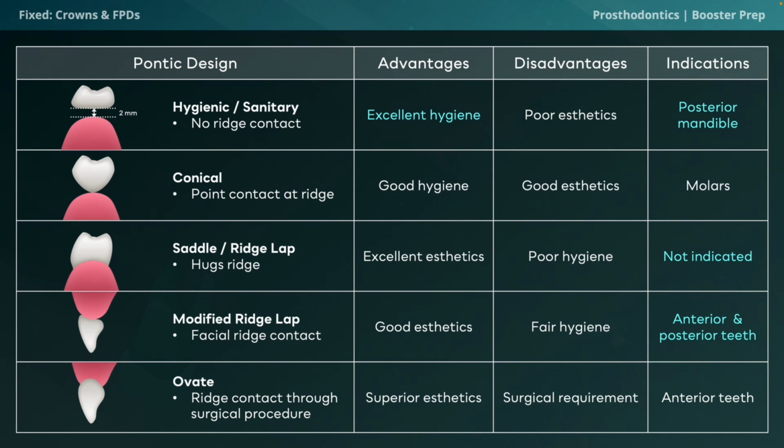The last Pontic design is the ovate Pontic. This one differs from the others in that it usually requires surgery to create a concavity in the edentulous ridge where the Pontic is then embedded. So this is by far the most aesthetic Pontic design as it simulates the tooth naturally emerging from the gingiva. This Pontic is generally only done on anterior teeth with high aesthetic requirements.